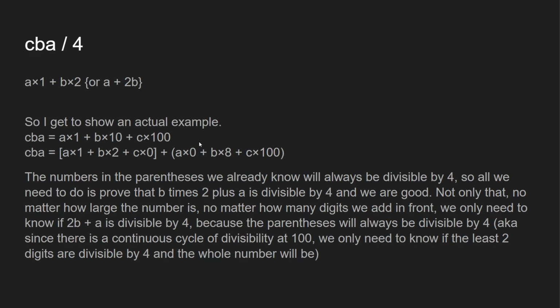But the benefit of this is that this stuff in the parentheses is divisible by 4, because it's 8 and 100, which we know are already numbers that are divisible by 4. So all we need to do is prove that a times 1 plus b times 2 is divisible by 4, and if this is divisible by 4, and you're adding it to a number that is also divisible by 4, then the whole thing has to be divisible by 4.